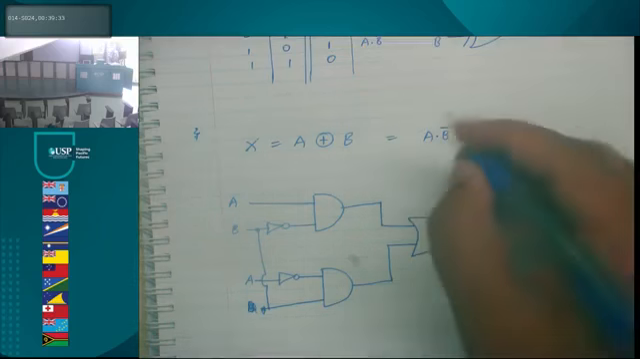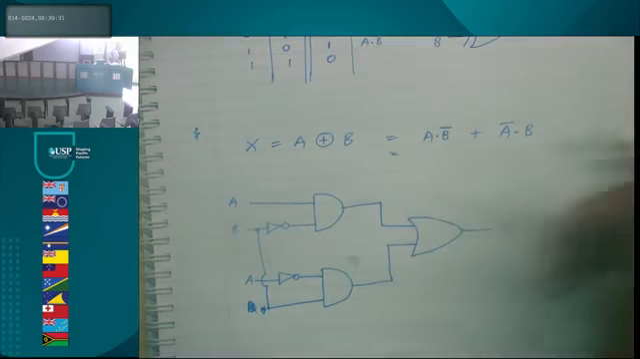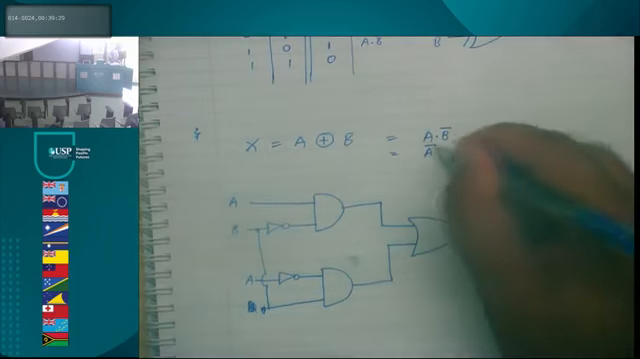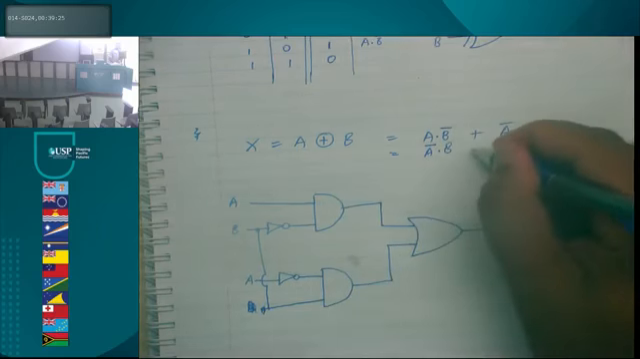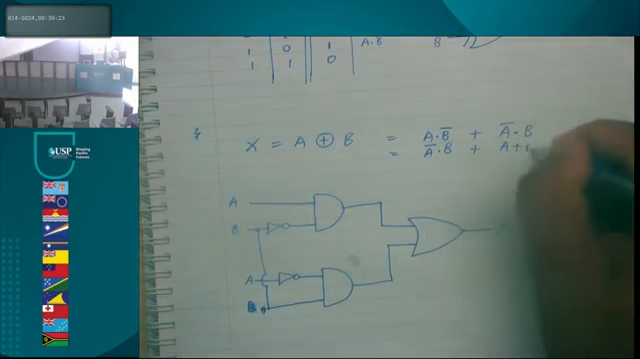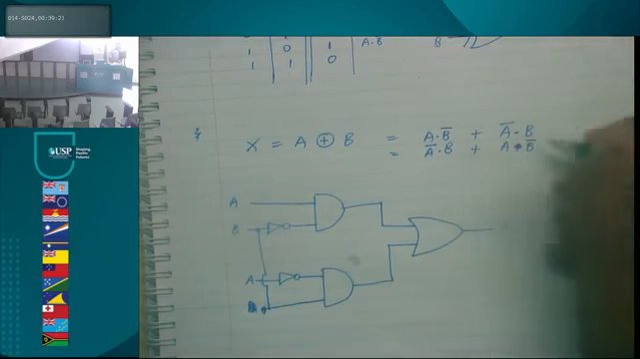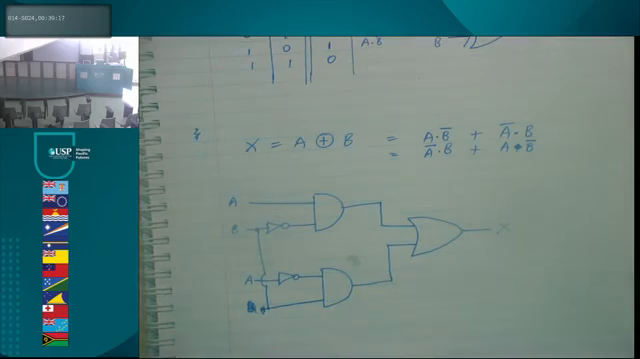I've forgotten to mention something over here. Sometimes some people write it like this. That's because it's commutative, you can write A bar and B, or A and B bar. You can just flip it around because the OR gate is commutative.